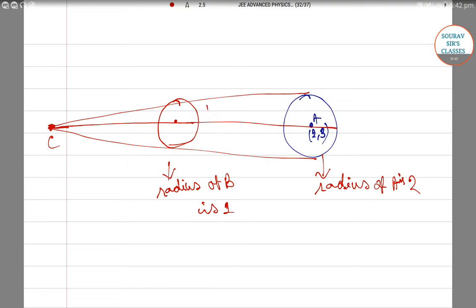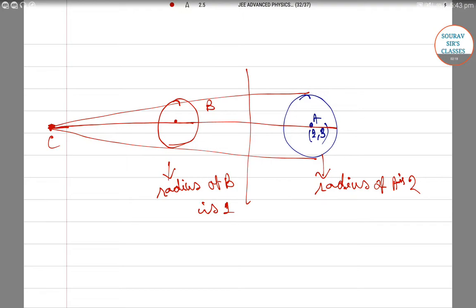T is the common tangent of circles A and B. If C is the point of intersection of the tangent with the line passing through A and B, then what is the length of AC?